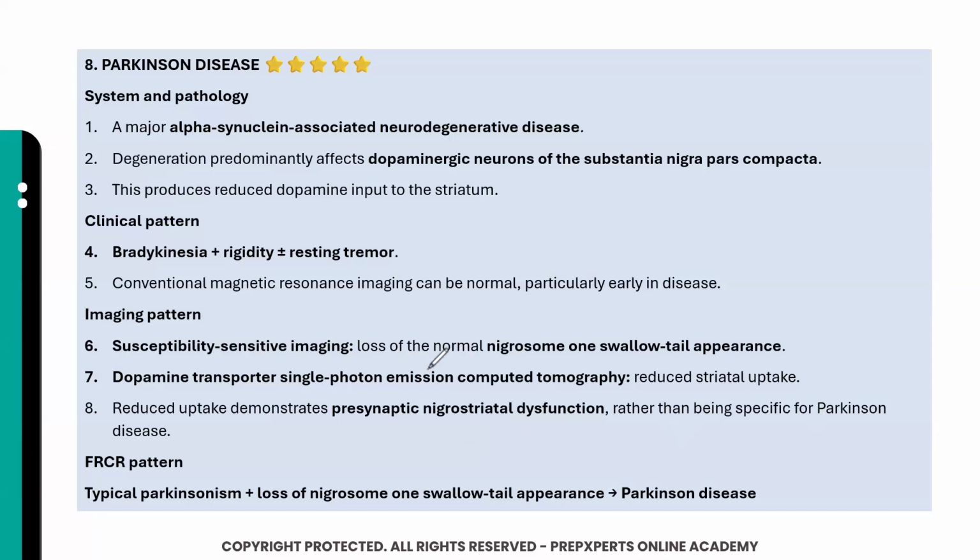So we can see that there is no specific test for Parkinson. But if they ask you what MRI sequence will help, this is your answer: susceptibility sensitive imaging. So the symptoms will be typical Parkinson. There is a loss of the nigrosome one swallowtail appearance on 3 Tesla MR susceptibility weighted imaging, and that is the diagnosis of Parkinson's disease.